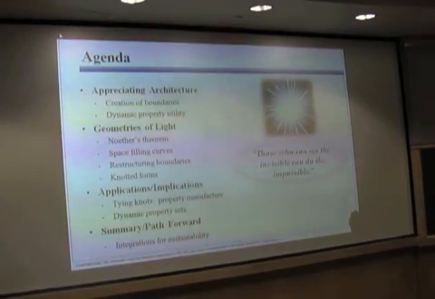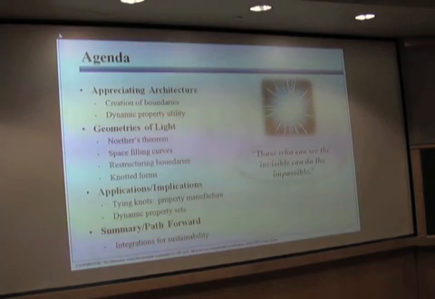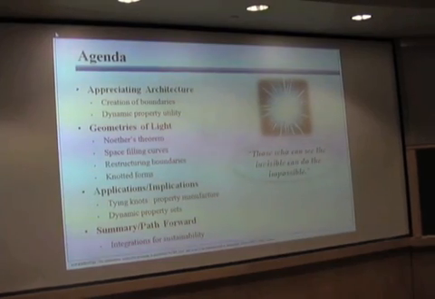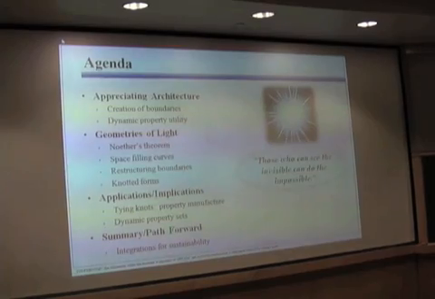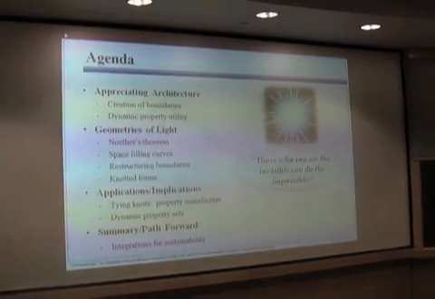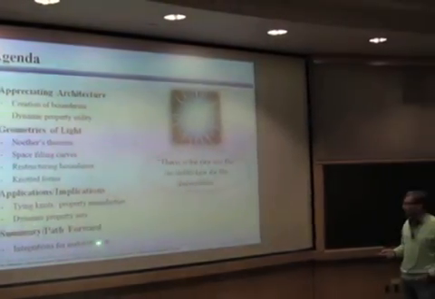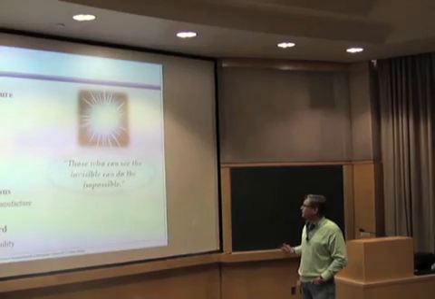So, today I'm going to talk about architecture and the creation of boundaries, dynamic property sets and their potential utility. Then I'm going to go into the geometries of light, Noether's theorem, what that means, how you can restructure some boundaries, how you can form knotted forms of energy, which lead to new property sets. Tying of knots. Notice I don't say property engineering here, I say property manufacture, and that's a key distinction. I'm going to show you stuff that is certainly property engineering, and things that are definitively property manufacture. And then the path forward: what does that mean in terms of integratability and sustainability?